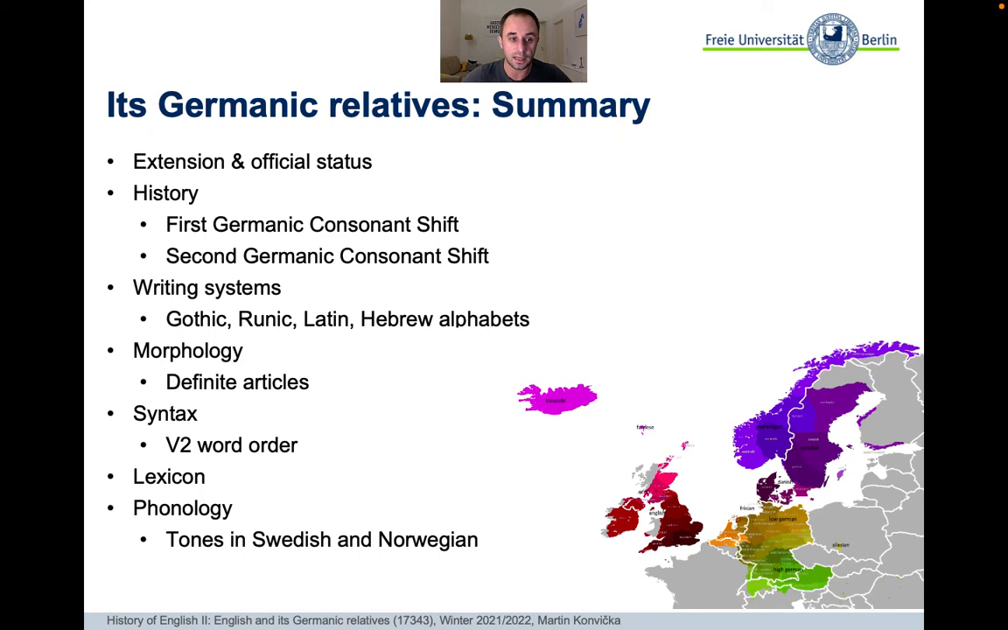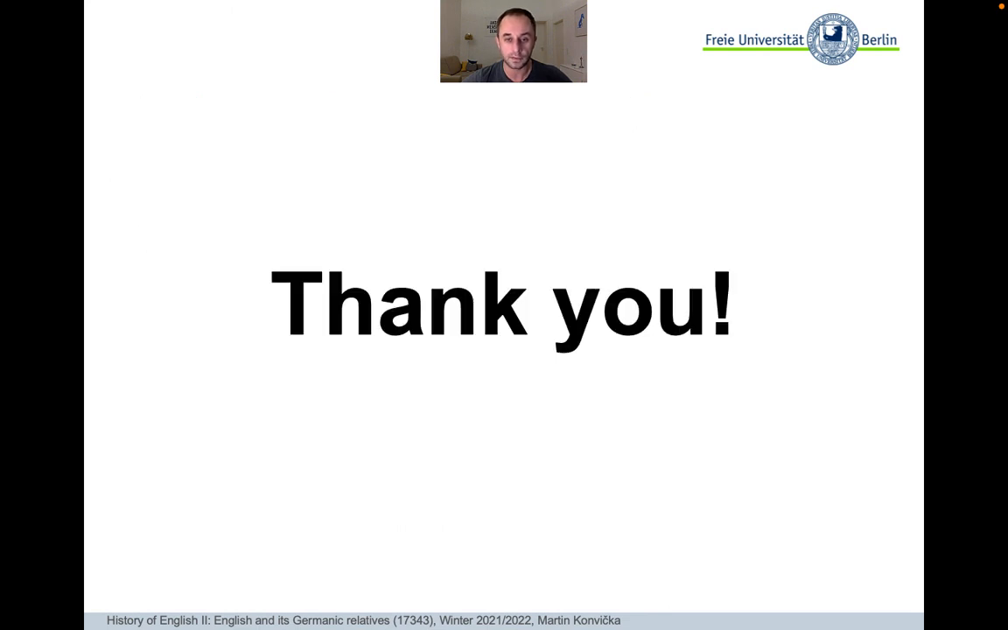In terms of syntax, for example, one phenomenon that we might look at is the so-called V2 word order. And when we talk about phonology, there is this really interesting thing going on in the north of the Scandinavian peninsula, and that is the tonal distinctions in Swedish and Norwegian. But as I said, there is more, there is way more. But for now, this is it.